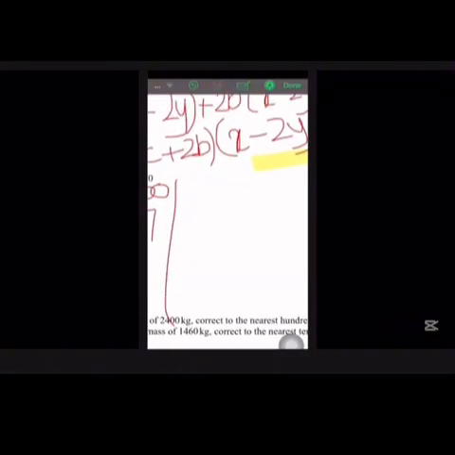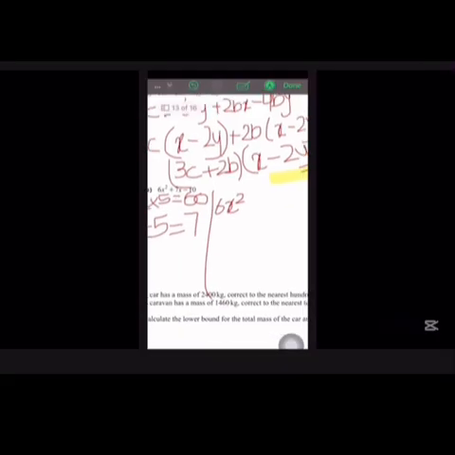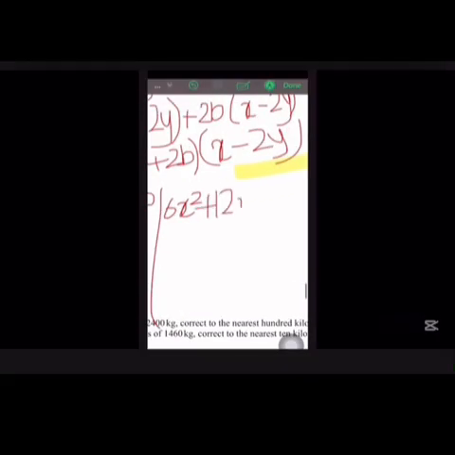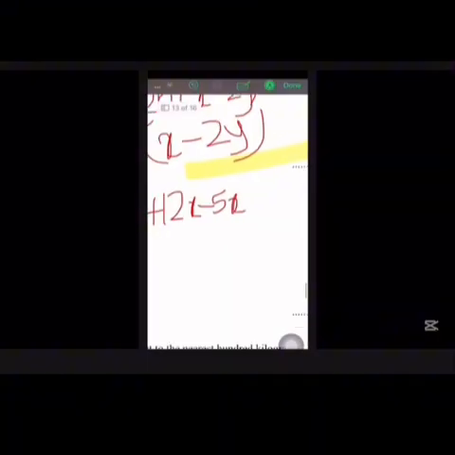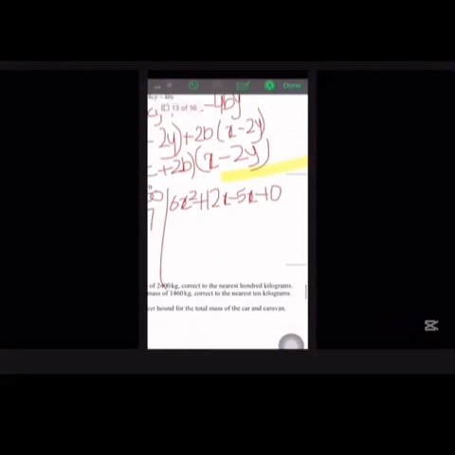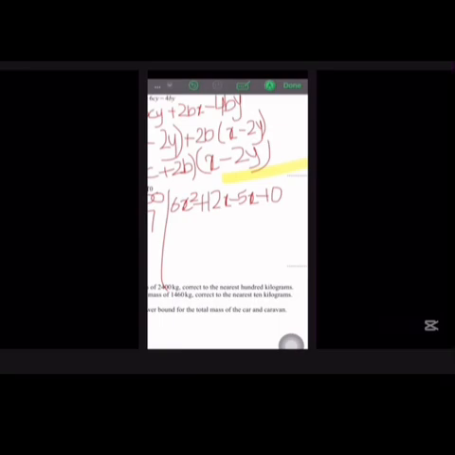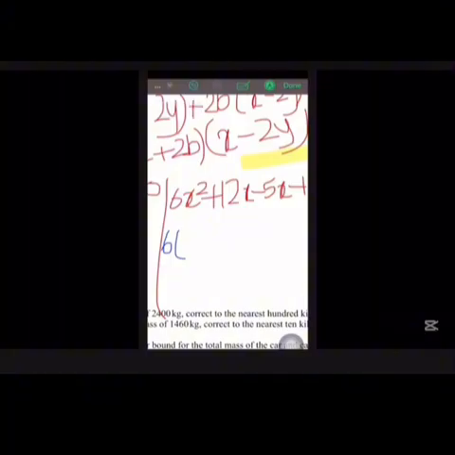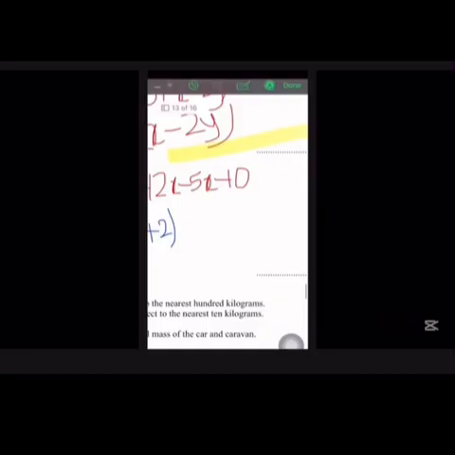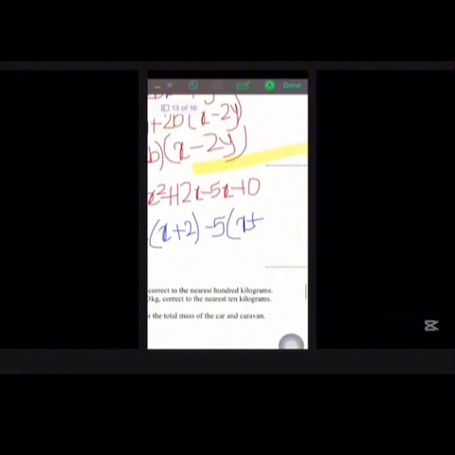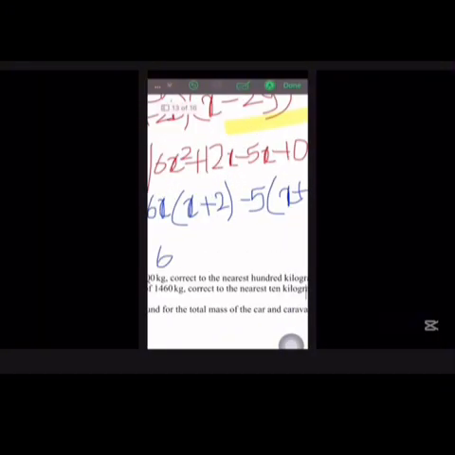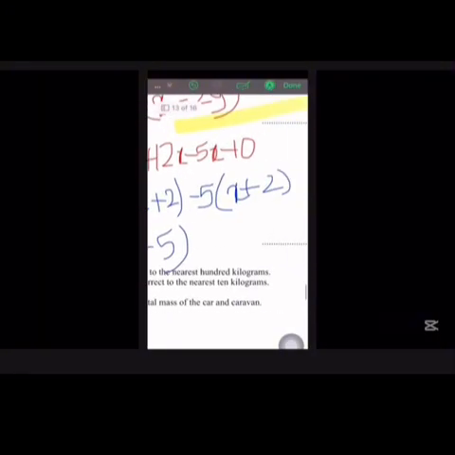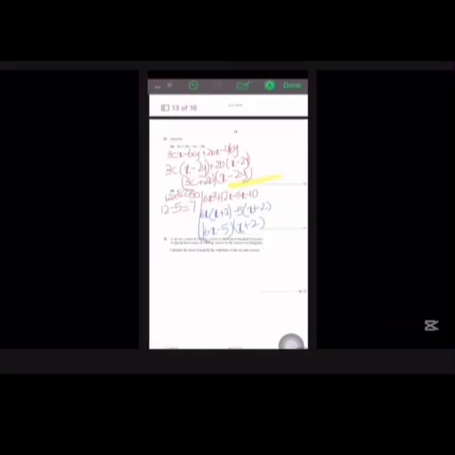I'll write again 6x squared plus 12x minus 5x minus 10. Now we are going to factorize again. We can see the common numbers here. So it will be 6 is common and x is common, so x plus 2. And on the other side, we have 5 common, 5x plus 2. So the answer will be (6x minus 5)(x plus 2). Like this.